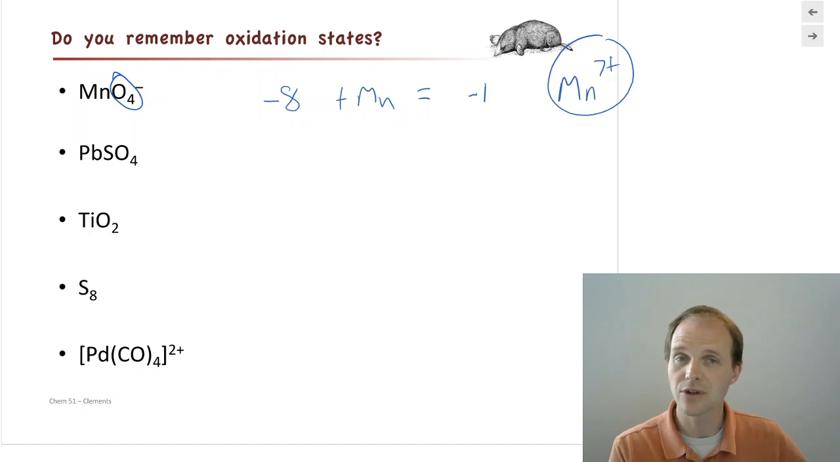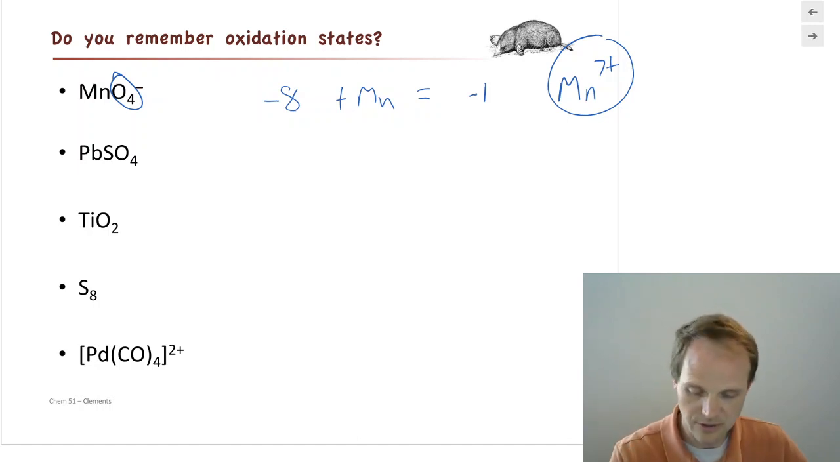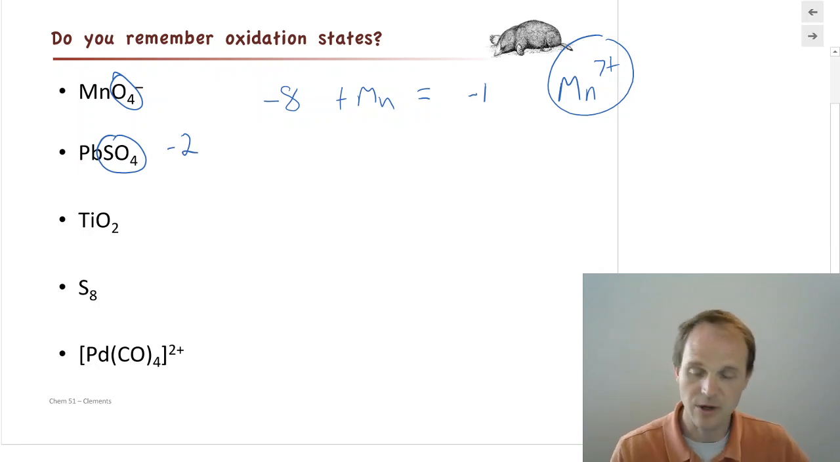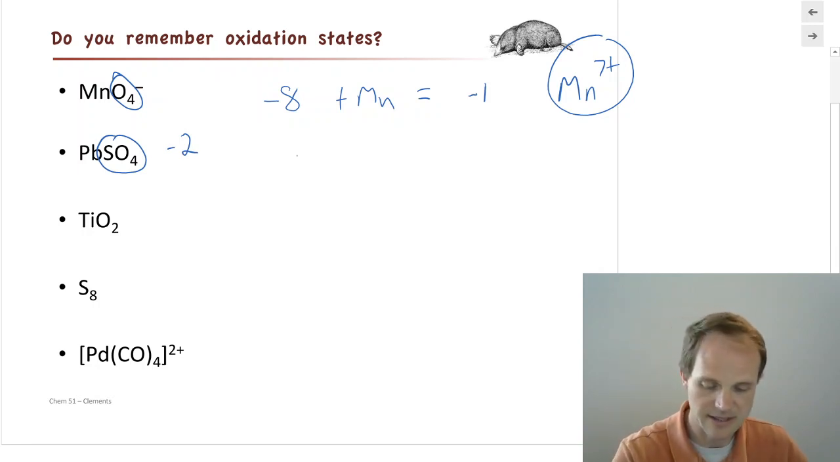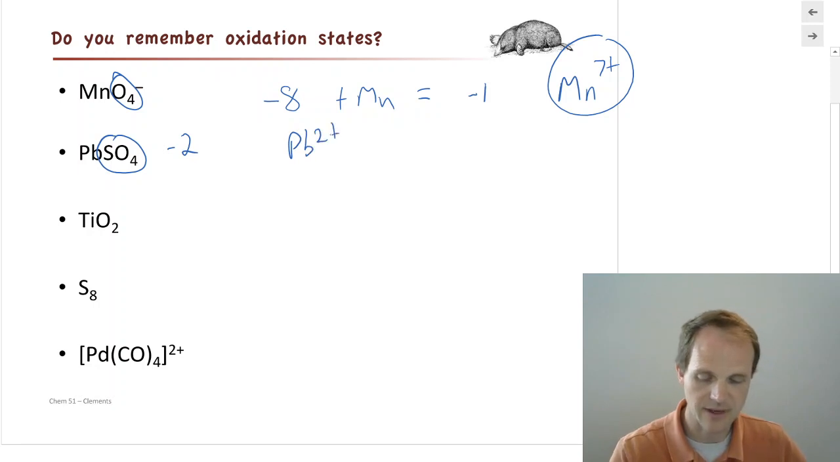Here, you know sulfate. It's a common ion that you're familiar with, and you go, oh, I know that sulfate is -2. It's one of my common ions. In order to balance out, -2 has to balance out with a +2, and so I've got lead +2 in this case.